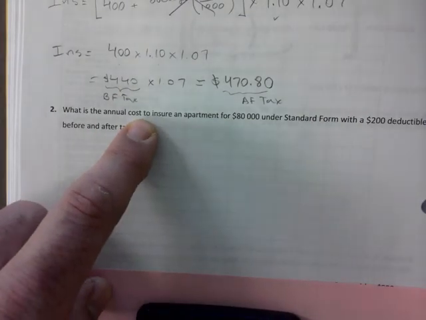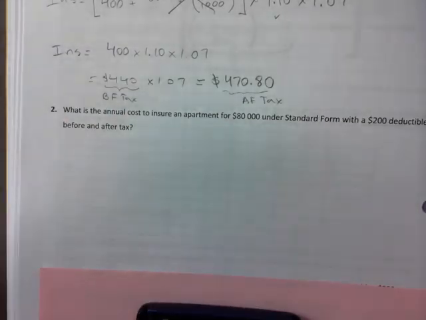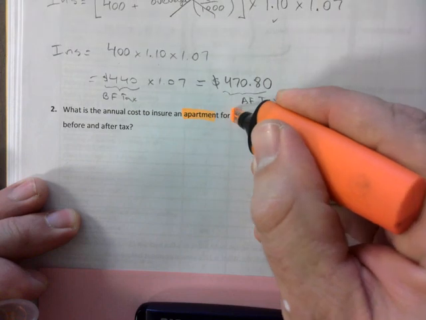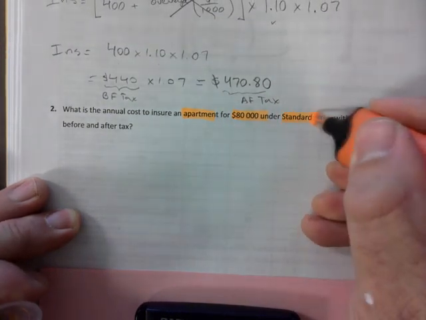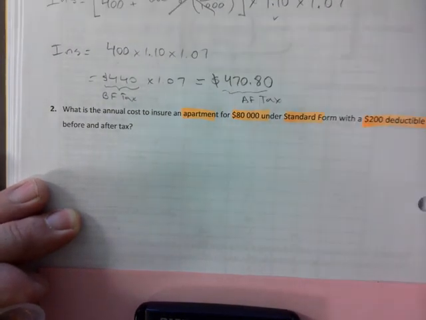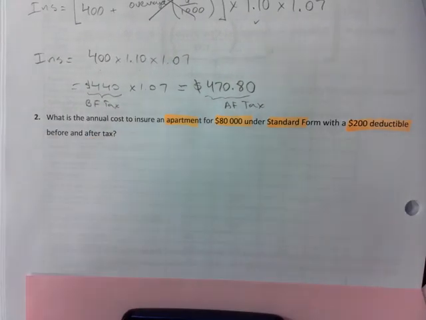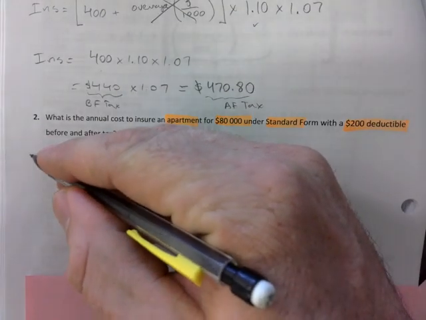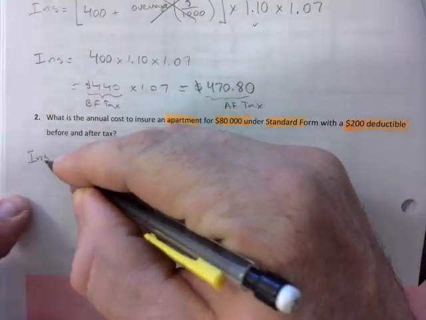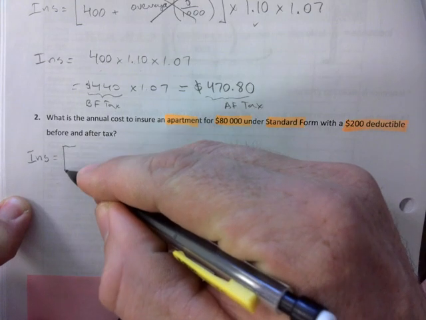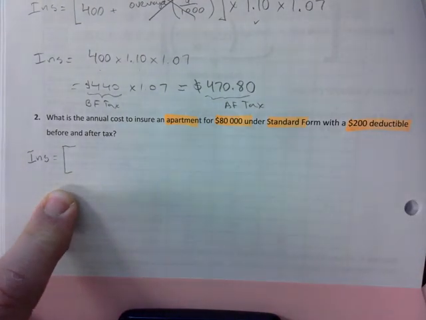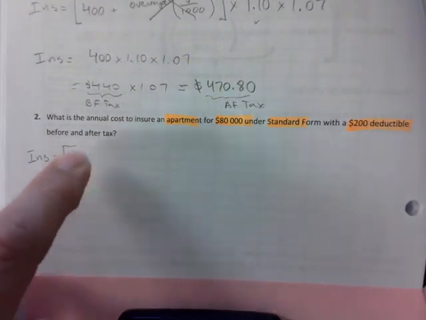What's the annual cost to insure an apartment? So you're renting for $80,000, standard, $200 deductible, before and after tax. So we're going to do both. So you go to your study sheet, you look for that insurance formula. You start with a square bracket. Don't forget about the square bracket. You need to grab a number.